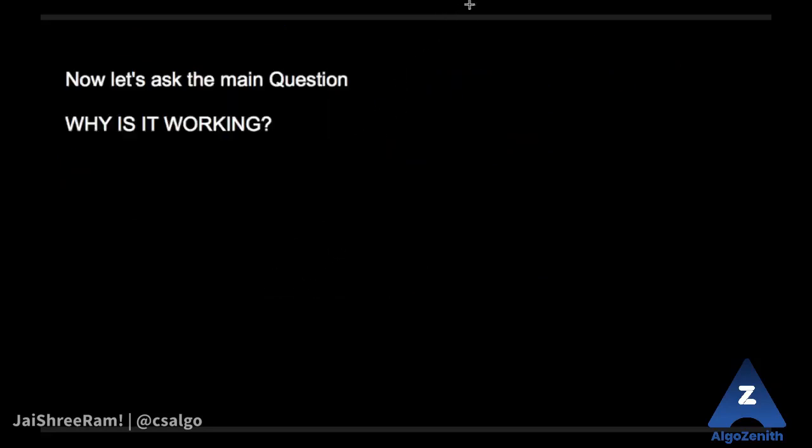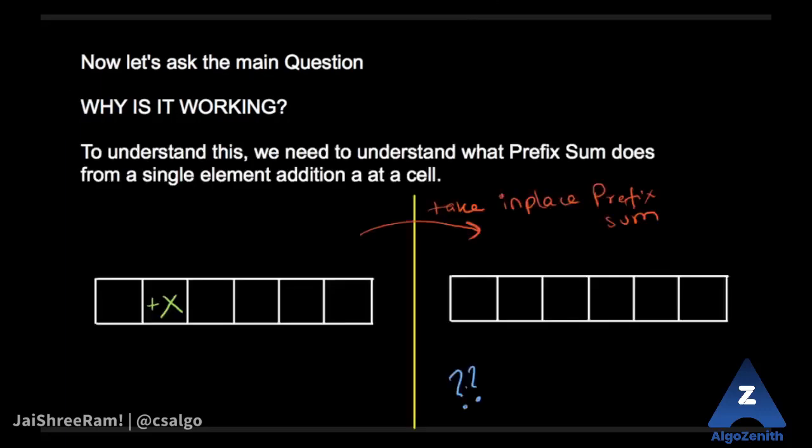Now let's ask the main question: why is this claim even working? What's so special about this claim? Why is it even working? This seems like some magic, right? So to understand this, we need to understand how doing a plus x or minus x at individual positions in the array, how does that reflect once we do in place prefix sum, or if we build a prefix sum over that array, how does that reflect?